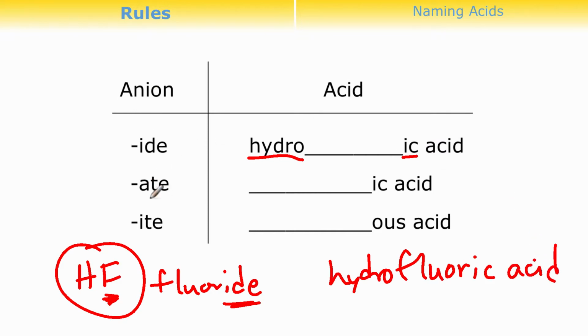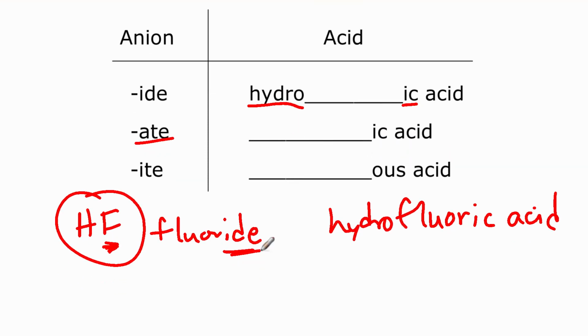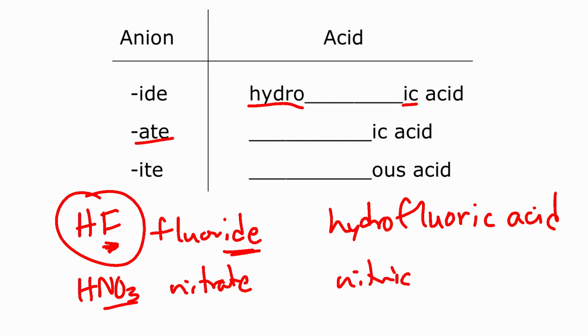If the anion ends in ate, then you just switch the ate for ic, and it'll be that kind of acid. So say I had HNO3. The NO3 anion name is nitrate. Notice there's no hydro in this one. I just change the ate to ic, so this would be nitric acid.